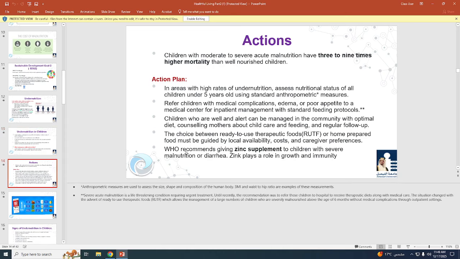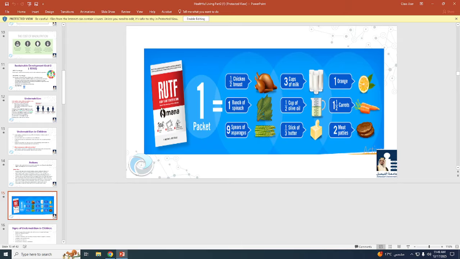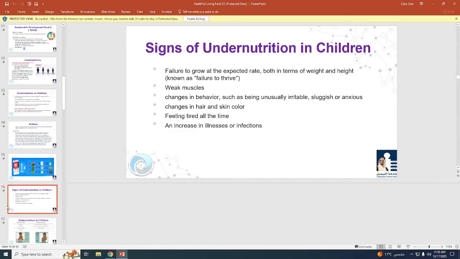Undernutrition actions: what are the action plans to reduce mortality from malnourished children? This is also important. What is RUTF? Of course, not the components. I'm not going to ask you how many chickpeas are in the packet. No. Signs of undernutrition, of course, are important.